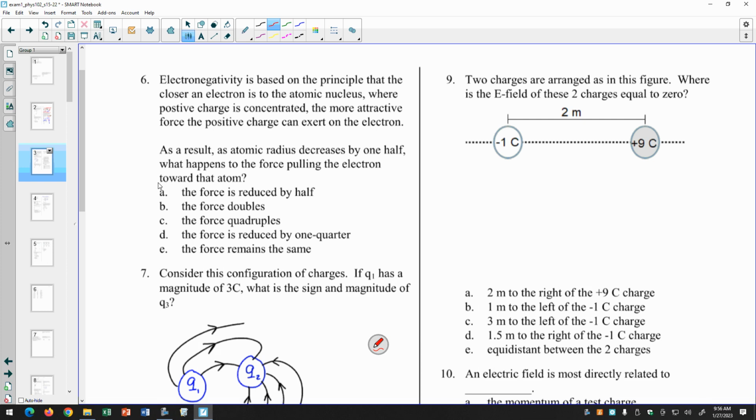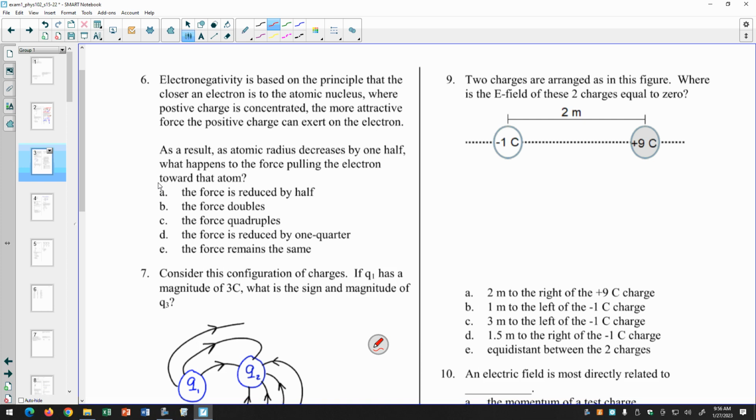Okay, let's do number 9 here. This is similar to the one that we just did. Here I want to know, where is the E field of these two charges equal to 0? First of all, I want to figure out where in relation to the charges it is possible for the E field to be 0.